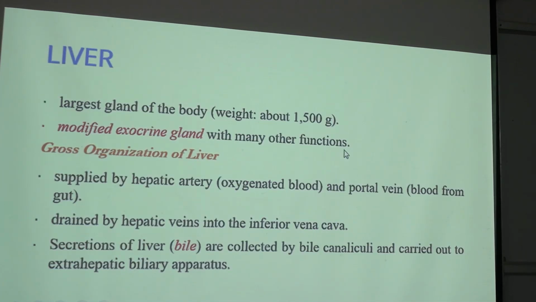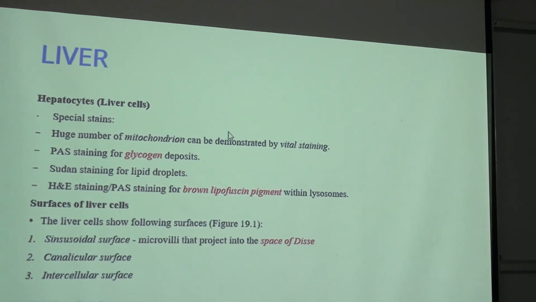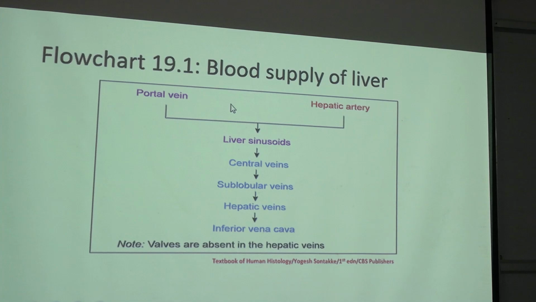The liver in gross terms is a kind of modified exocrine gland, and it receives blood. Hepatocytes are the cells present in the liver, and they have a particular pattern. Now, blood flow to the liver comes from two sources, as we have talked about: the portal vein and the hepatic arteries.